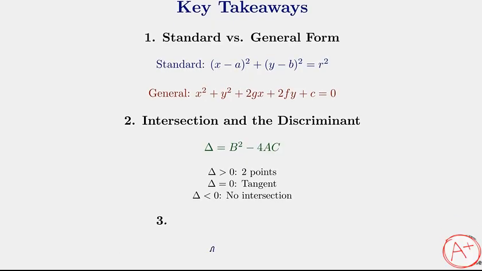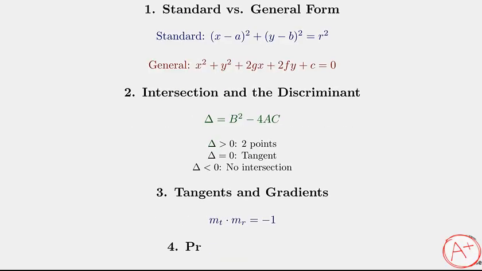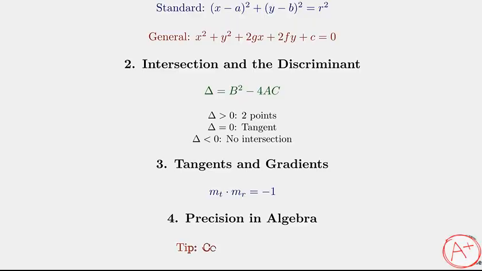The gradient of a tangent is always the negative reciprocal of the gradient of the radius at the point of contact. This geometric property is often the fastest way to find the equation of a tangent line. Finally, small sign errors in completing the square or expanding brackets are the most common ways to lose marks. Always double-check your signs, and remember that the constant on the right of the standard form is the radius squared, not the radius itself.